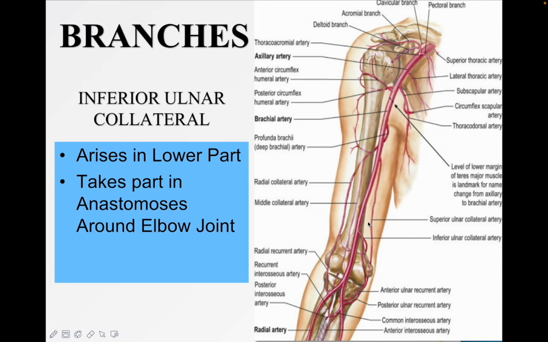And these two arteries also participate in the anastomosis around the elbow joint. What you see here at the elbow joint, the branches of the brachial artery and the branches of the upper part of the radial and ulnar arteries, form a communication, an anastomosis around the elbow joint.